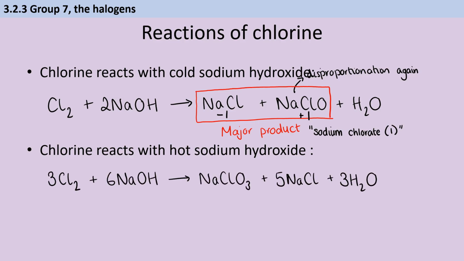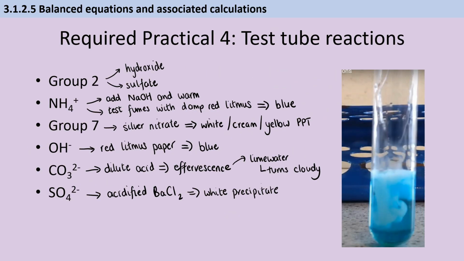Then if the sodium hydroxide is hot, we have a different reaction going on, but this one is still a disproportionation reaction. So this time we have sodium chlorate 5, where the chlorine has an oxidation state of +5 instead. And then the very last thing in paper 1 of AQA A-level Chemistry is the fourth required practical, which is a series of test tube reactions to identify cations and anions. Now we've gone through most of this already, but just to recap, we can identify which group 2 ion is present by looking at the solubility of their hydroxides and their sulfates.